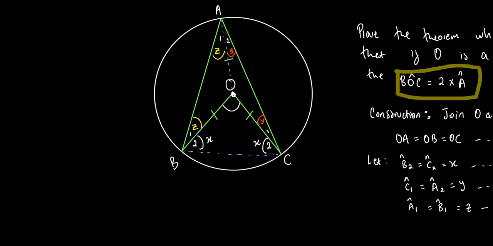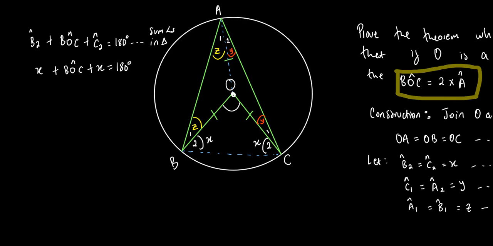Is the third angle, are we going to say B2 plus BOC plus C2? They must give us 180, right? When we add them, they must give us what? 180. And then our reason being sum of angles in a triangle. Now B2 is x, and then BOC we do not have, then C2 is x. Do we agree with this part? Are we together here?